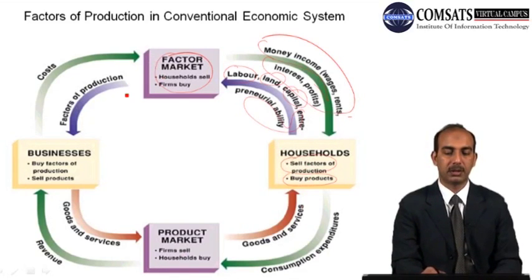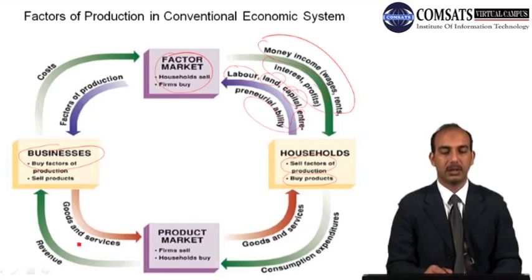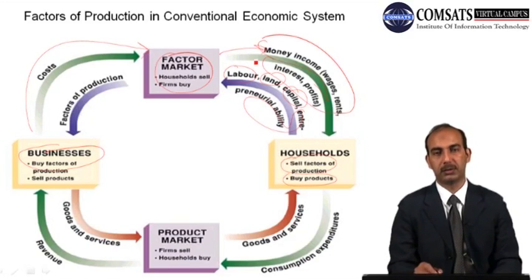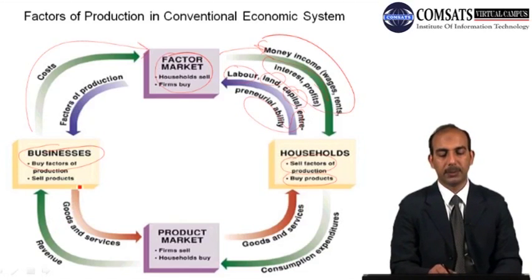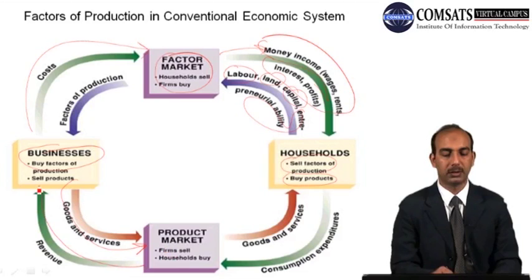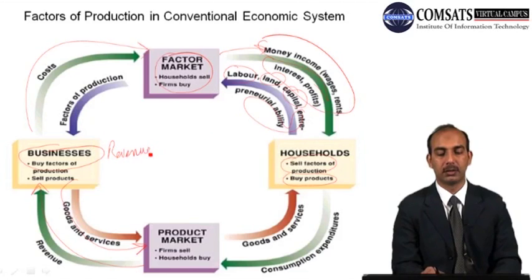And then these factors of production go to the businesses. Businesses buy these factors of production and pay a cost for purchasing them, and that cost actually is the income of the household. Then the businesses use these factors of production and prepare goods and services, and they supply these goods and services to the product market, and they sell their products in the market, and in reward they earn revenues, and based upon their revenues and cost they earn profit.